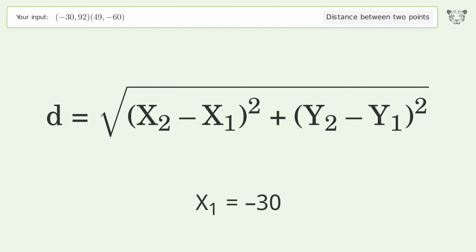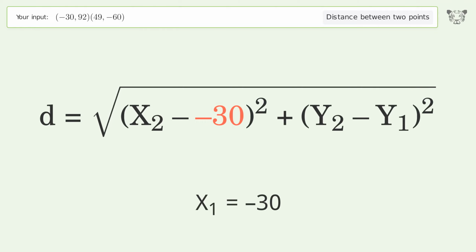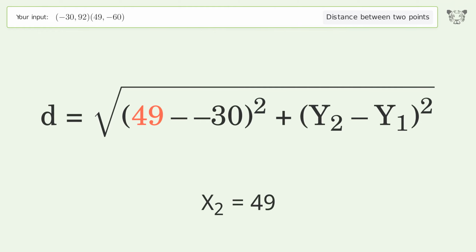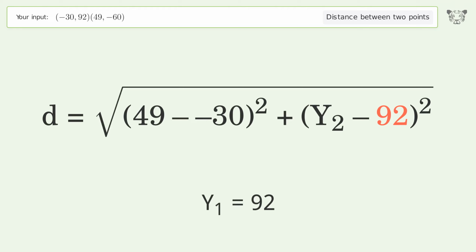x1 equals -30. x2 equals 49. y1 equals 92. y2 equals -60.